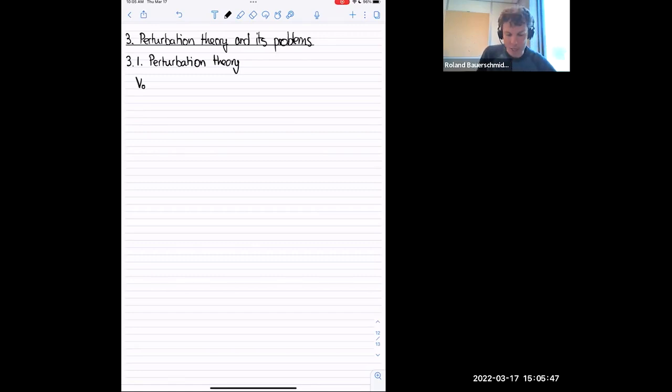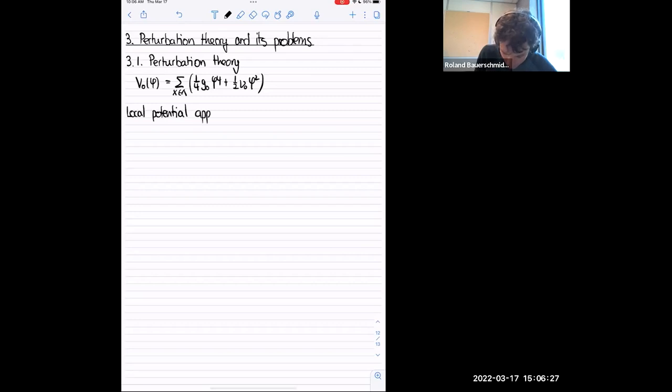So we have some potential V naught, which in this case, I focus on this prototypical phi 4 model. It's a sum over x in lambda, the lattice sites, and then we have, let's say, a phi 4 potential like this. And we're interested in understanding the renormalized potential. And in fact, a lot of it can be understood by making the following, for the moment, ad hoc approximation, which is called the local potential approximation.